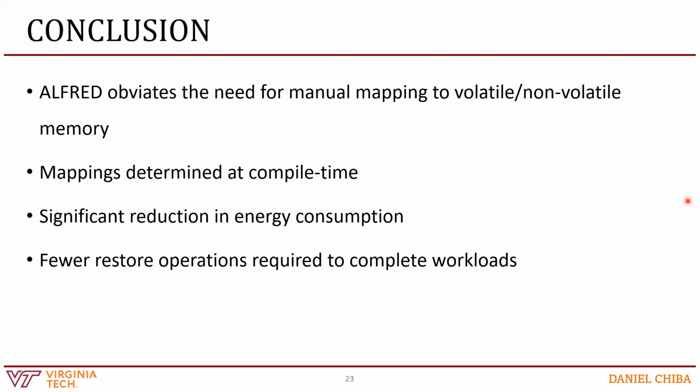And so to conclude, Alfred removes the need for a programmer to manually map each variable to volatile and non-volatile memory. Alfred does it at compile time and results in a significant reduction in energy consumption and also much fewer restore operations required to complete workloads.